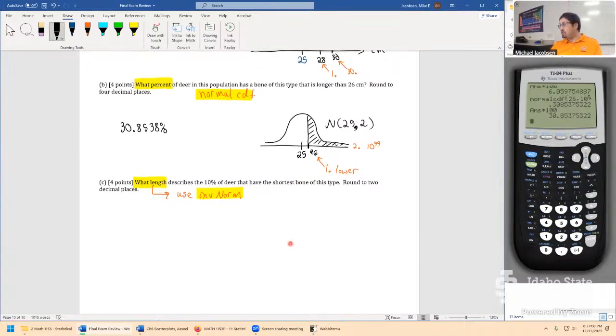We still set up a picture just like before. So here's the normal distribution, slightly better than the last one. This is N(25, 2). And it said the 10% of deer that have the shortest bone. Shortest means we're somewhere on the left. Solving for this value x, 10% might be slightly more around here maybe. That 10% is now really critical. 10% describes this area.